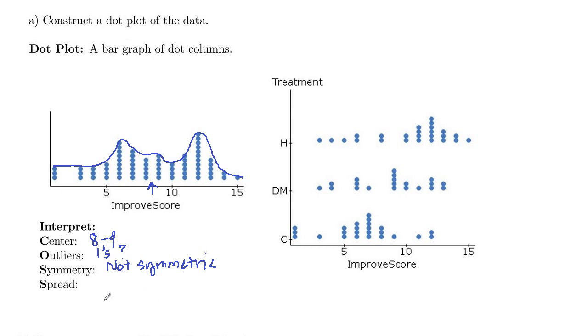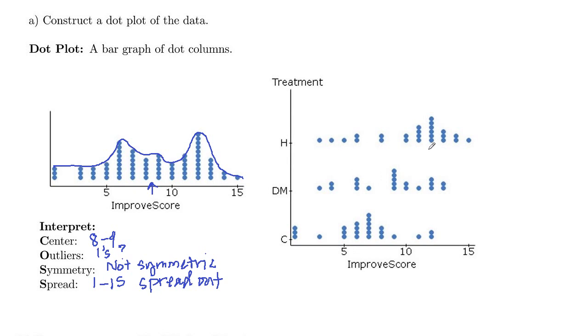And then the spread of this data, it's pretty easy here to tell the lowest value is 1, the highest value is 15, so we can give min to max, 1 to 15. And then this data is really quite spread out over the whole range of 1 to 15. It's not super concentrated in one area here. So we could just say that it is quite spread out.